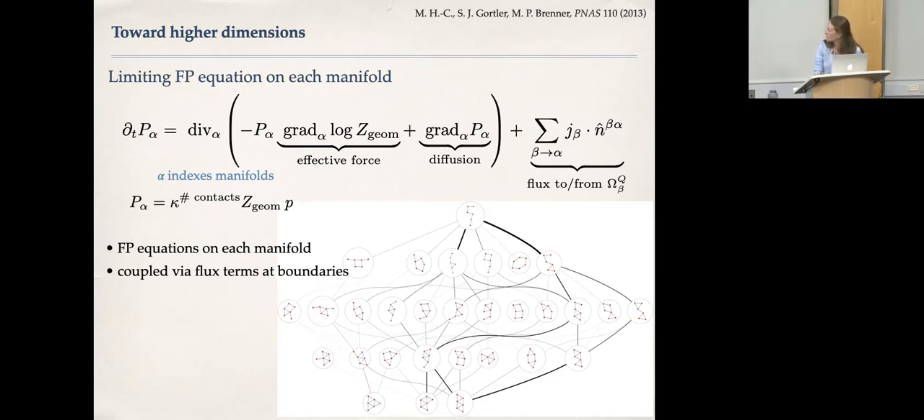And then it changes because it absorbs probability from higher dimensional manifolds for which it forms part of the boundary. So this one will absorb probability from here and here, and then it will jump to here. So it's what you'd expect: you get a collection of Fokker-Planck equations, one on each manifold, but they're coupled at their boundaries by these flux terms.